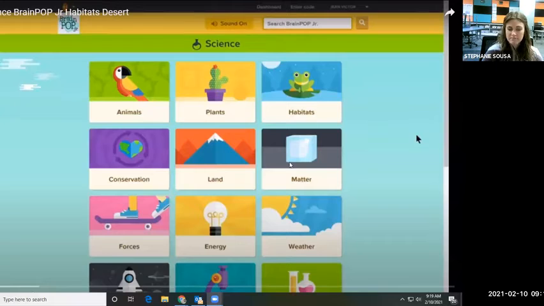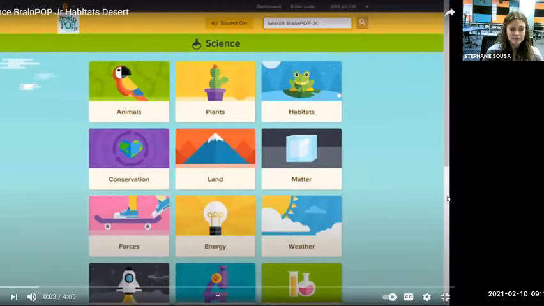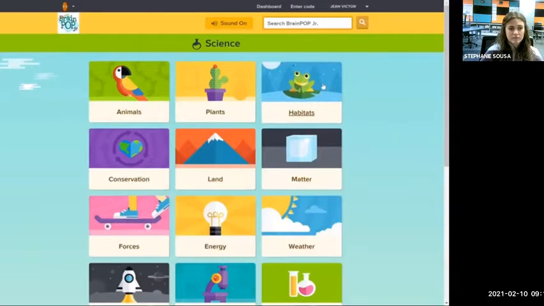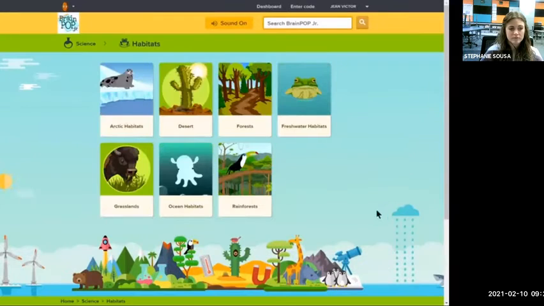All right, so we're going to take a look at desert habitats. And again, we will pause when we see the answer to the question, what is a desert like? Okay, here we go. Habitats. Deserts.